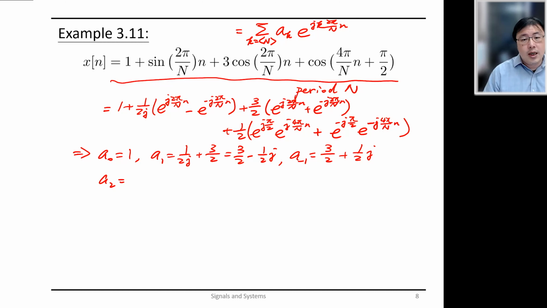Now looking at a_2, a_2 is the case where k is equal to 2. So this is e^(j 2 times 2π), which is 4π, over N n, which appears here. So the Fourier series coefficient here is 1/2 e^(jπ/2). e^(jπ/2) is just j, so this is 1/2 j. Similarly, for this term, you get a_(-2) equal to minus 1/2 j.